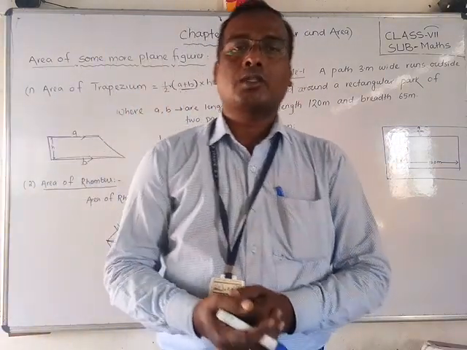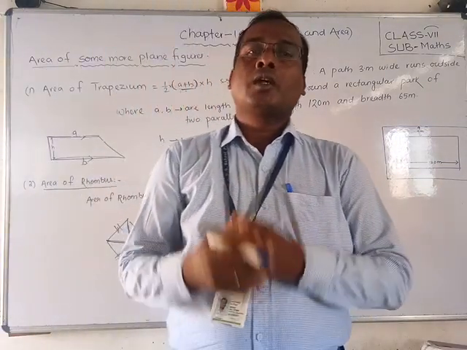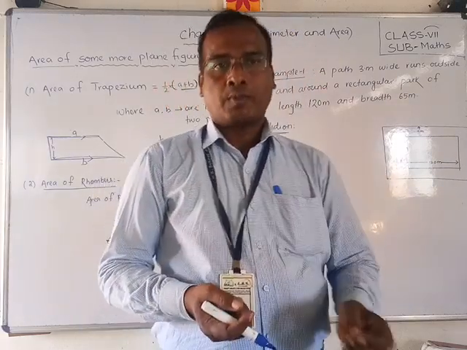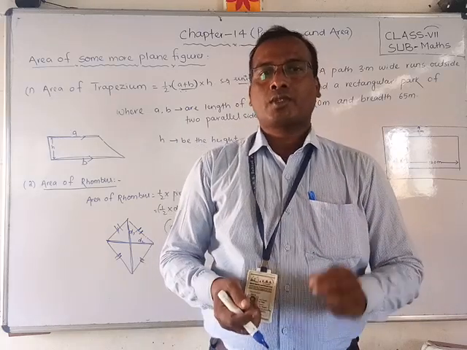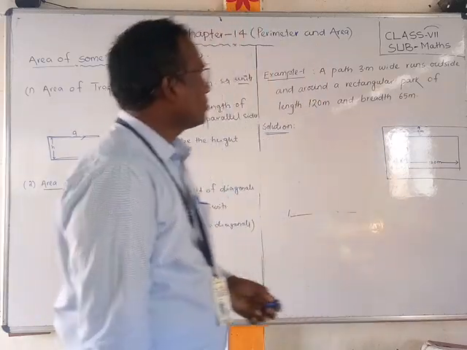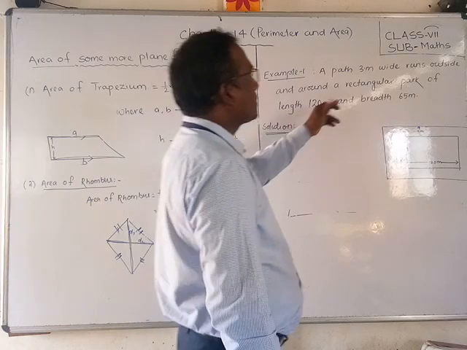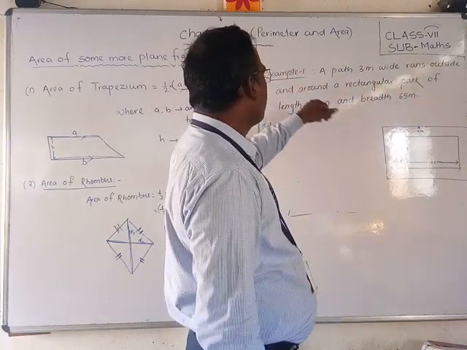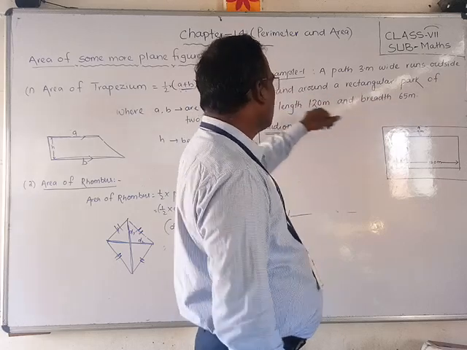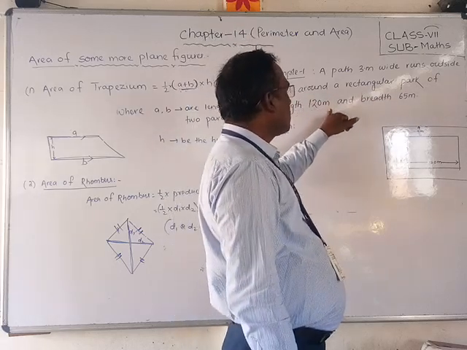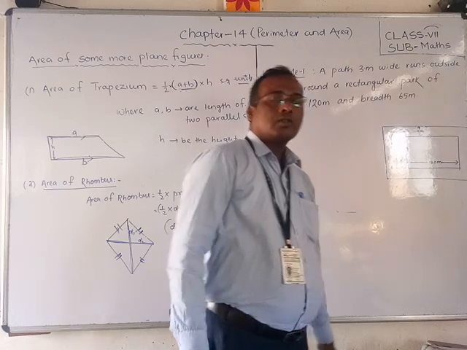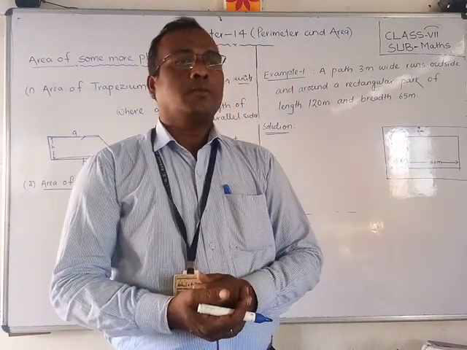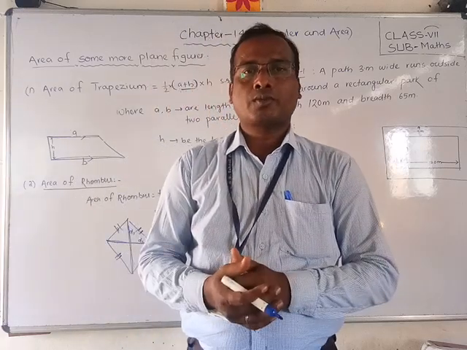So these are the ways to find the area of a trapezium and the area of a rhombus. Now we are going to discuss application-based problems. First, see the question I have written here: a path 3 meter wide runs outside and around a rectangular park whose length is 120 meter and breadth is 65 meter. This is the mensuration part of your mathematics.